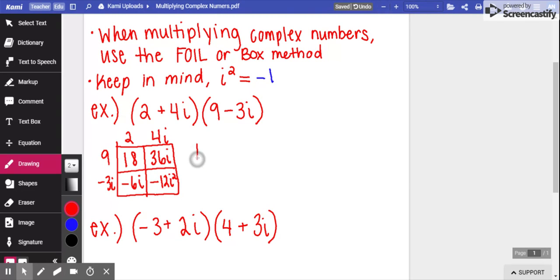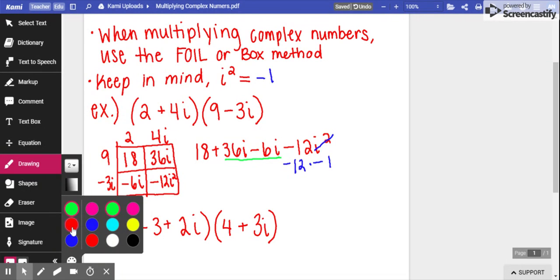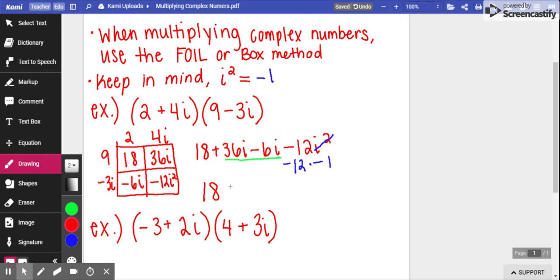So I'm just going to write that out over here to the side. So 18 plus 36i minus 6i minus 12i squared. Again, keeping this in mind, your i squared is really equal to -1. So this spot down here, I have -12 times -1. I can also combine my like terms of the center two pieces. So I now have 18 plus 30i plus 12, because -12 times -1 is a positive 12.